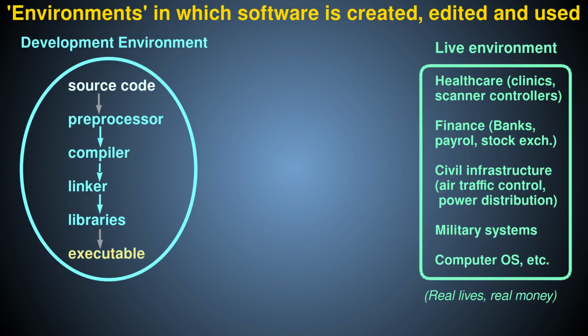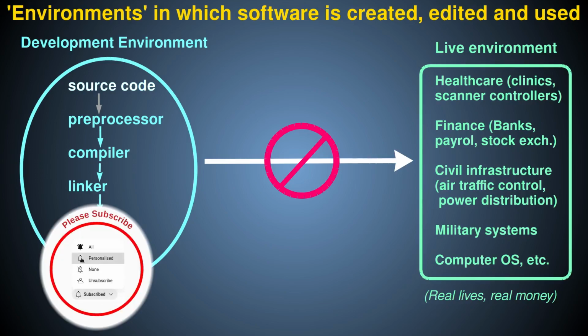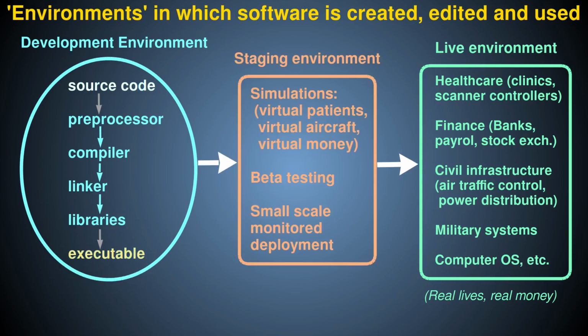If your newly created or modified software made in the development environment is designed to run some critical infrastructure, then it won't immediately be deployed from the development environment to the live environment. Instead, it'll be deployed to an intermediate environment designed for rigorous testing by simulating aspects of the live environment. This is called a staging environment.